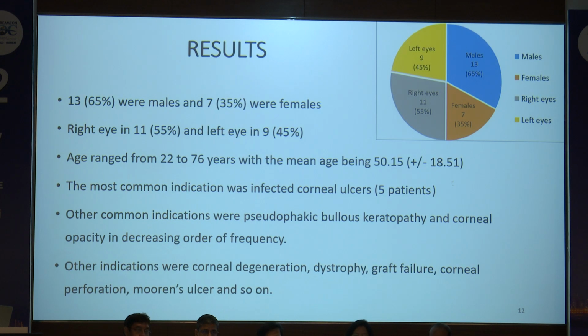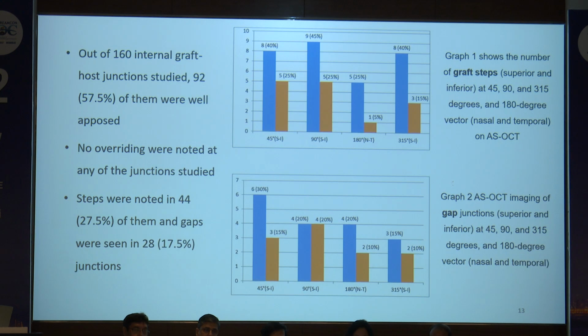Results of my study: 13 were males and 7 were females. 11 were right eye, 9 left eye. 22 to 76 was the age range. Common indication for the surgery was infected corneal ulcers. Others were pseudophakic bullous keratopathy, corneal opacity, and so on. And graph 1 shows number of graft steps at 45, 90, and 315 degree and 180 degree. As we can see, there are more graft steps superiorly.